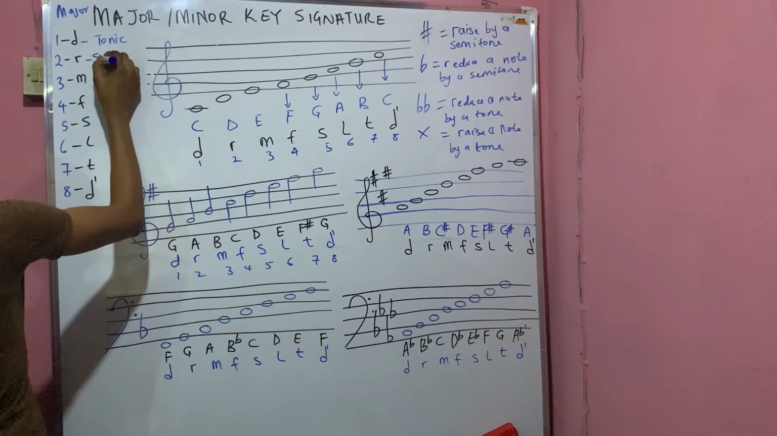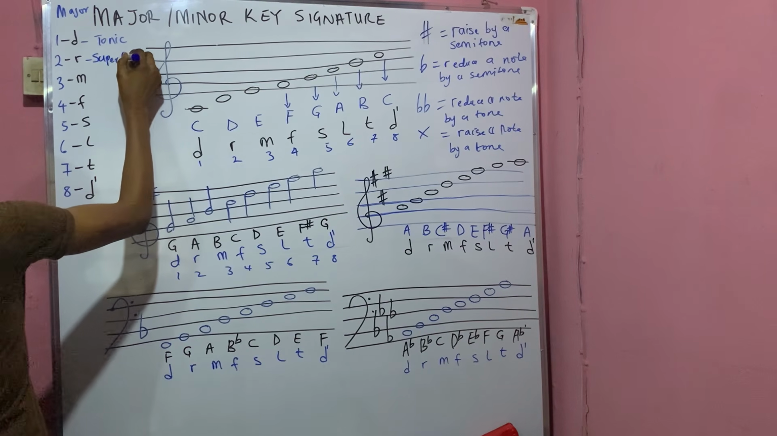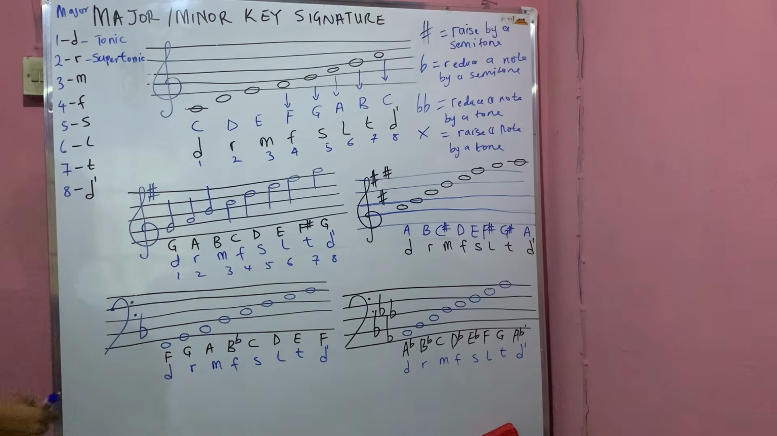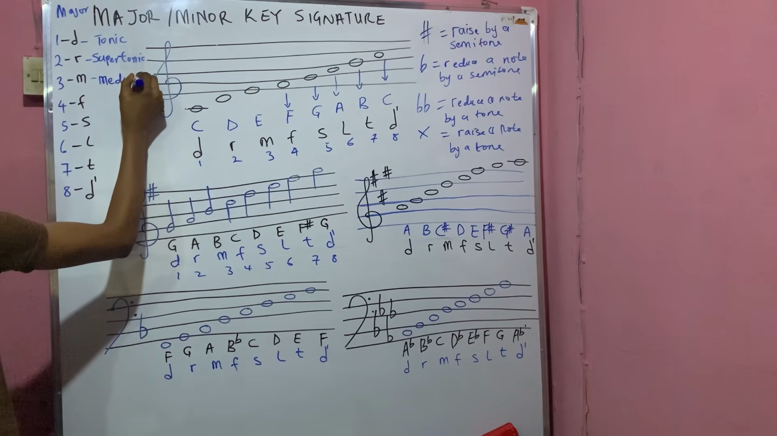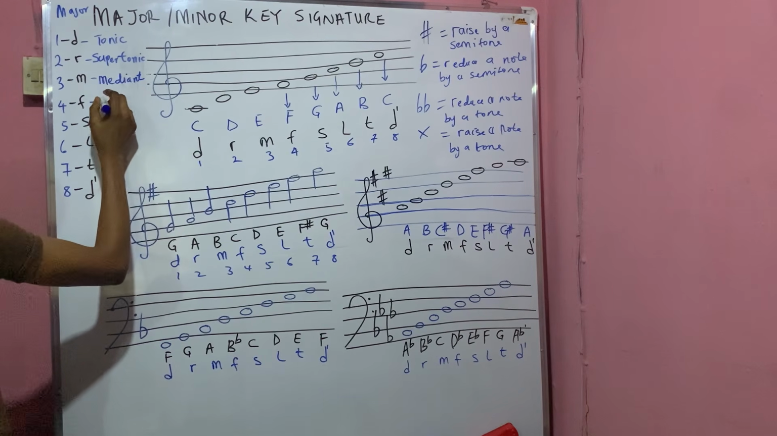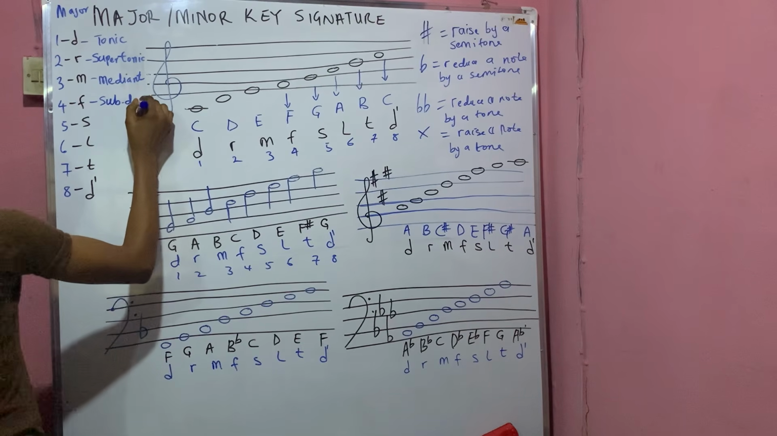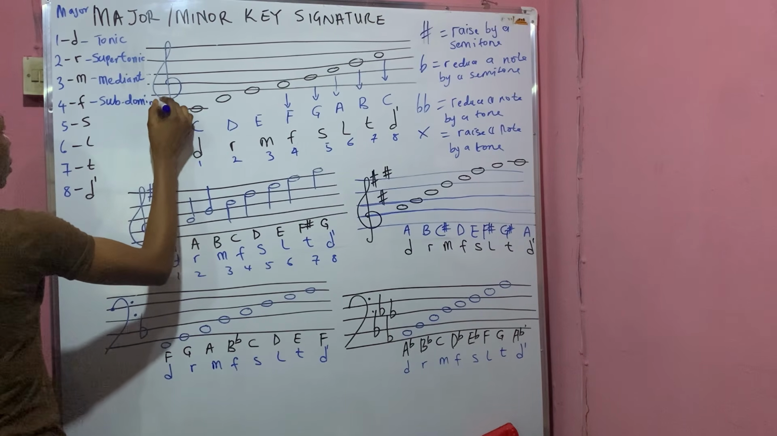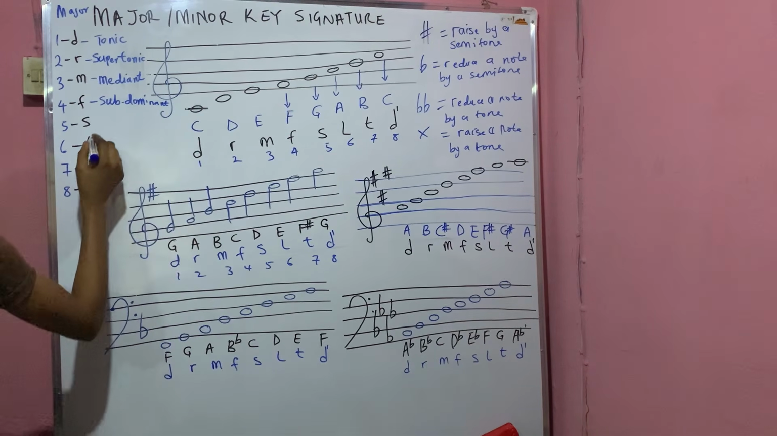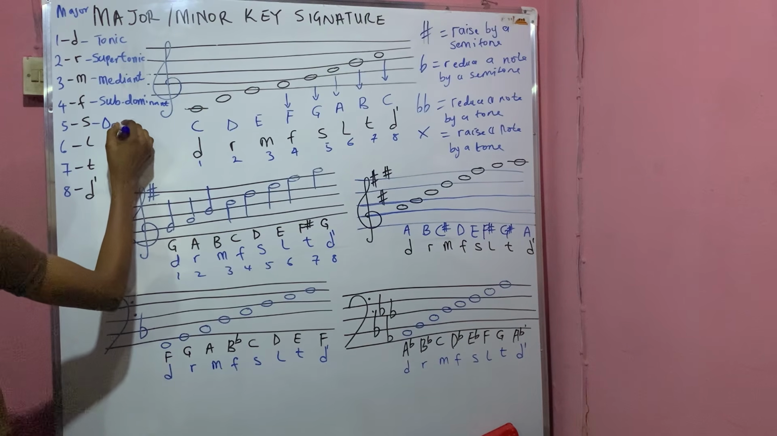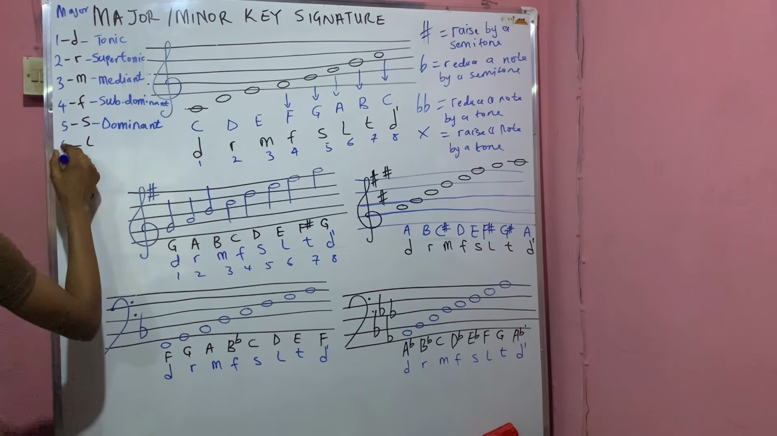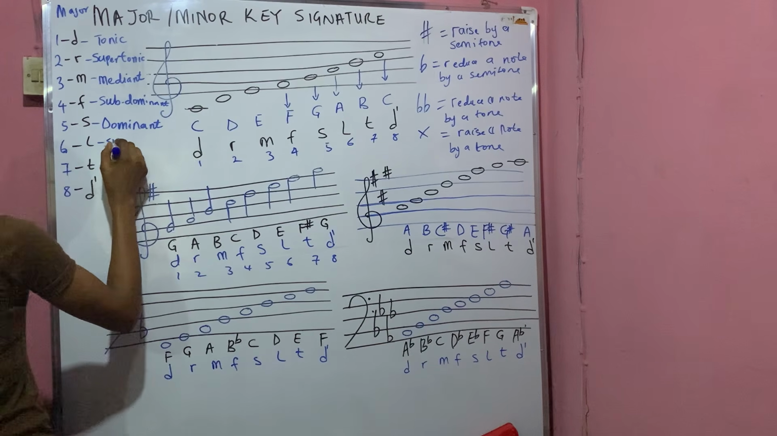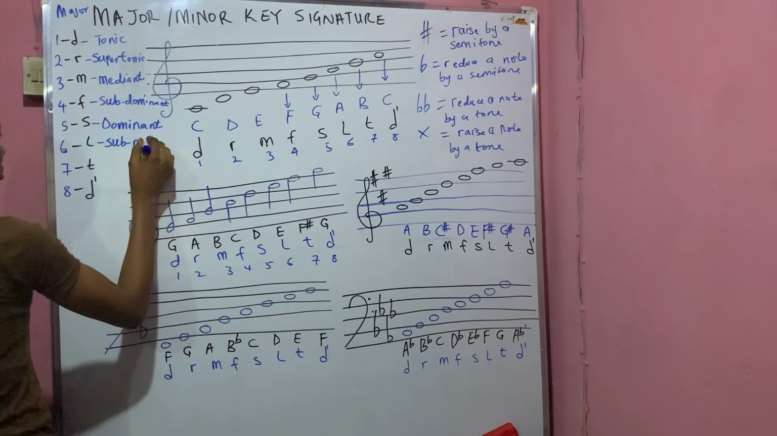Re is called supertonic. Mi is called mediant. Fa is called subdominant. Sol is called dominant. That is, degree 5 is called dominant. Degree 6 is called submediant.